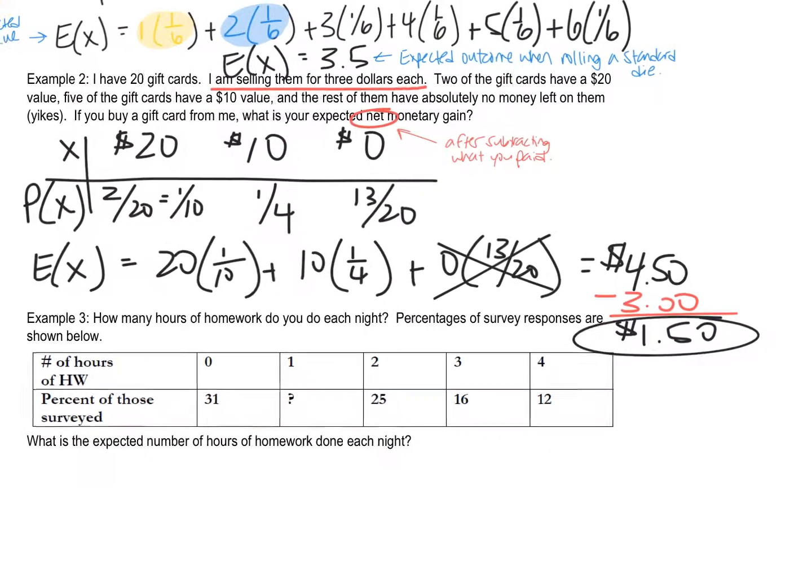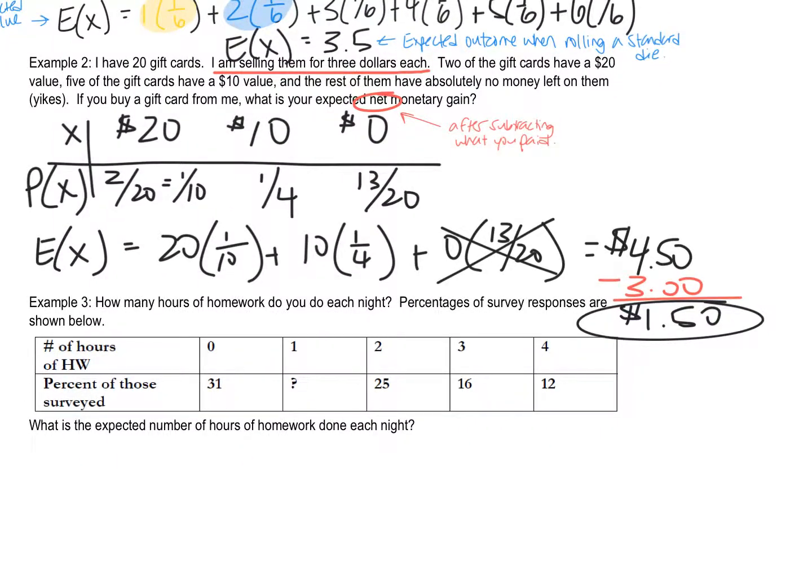So would you be willing to play this game if you are expected to make only $1.50 on average? There is a chance you could get one of my $20 gift cards. There is a chance you could get a $10 gift card, but there's a really high chance that you would get a $0 gift card. So would you be willing to pay? That's the question. You are expected to win in this game. A lot of times this number ends up being negative. I would not play that game for sure.